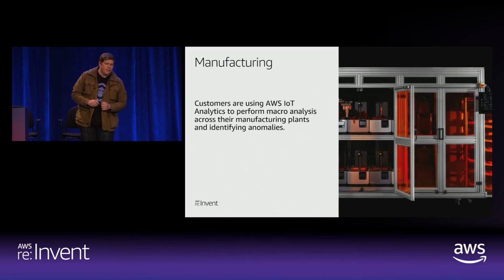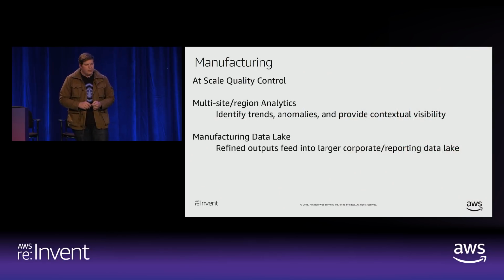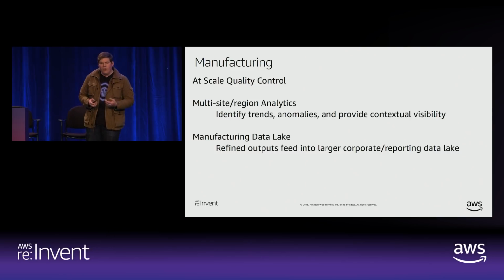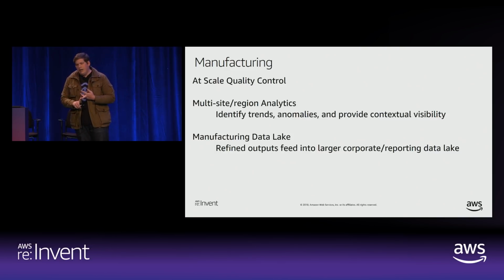In manufacturing, we have customers that are doing macro analysis to identify anomalies and do forecasting and such across all of their manufacturing plants. So they're able to essentially automate some of their quality control at scale, being able to pull in all the various data that's coming from different sensors, humidity, telemetry coming from machines, and being able to look at how all those are affecting the output or the yield of whatever they're manufacturing.